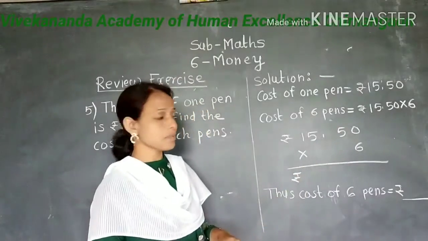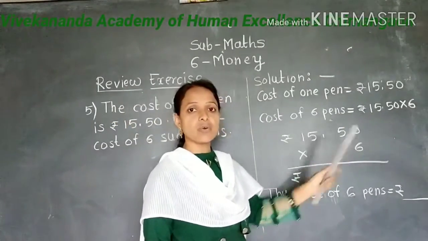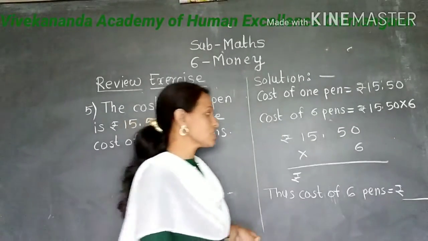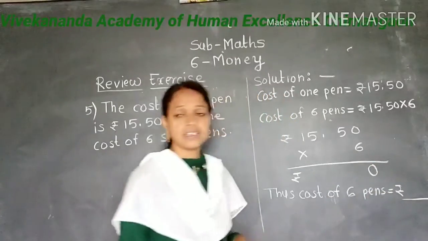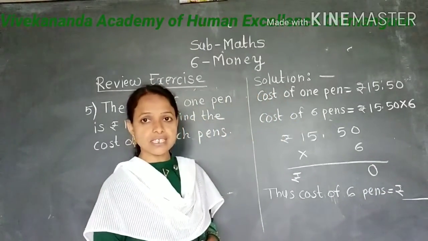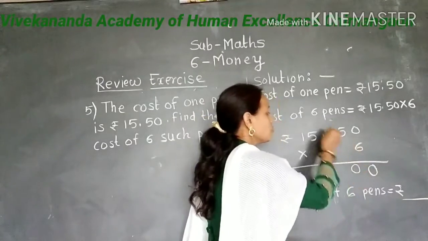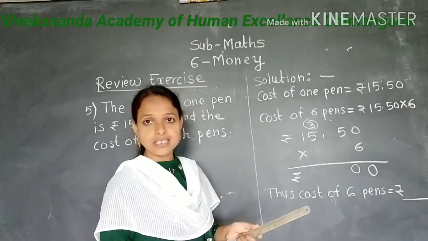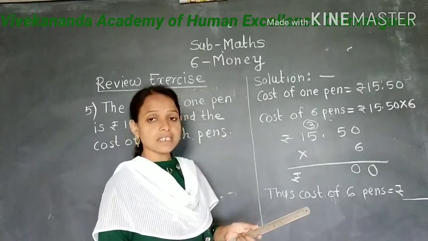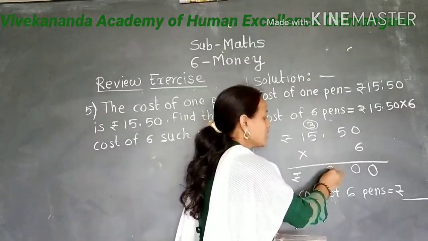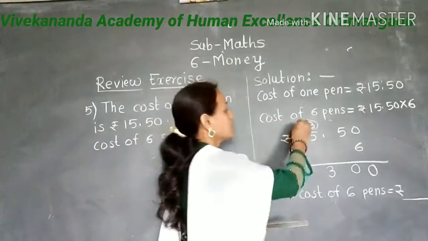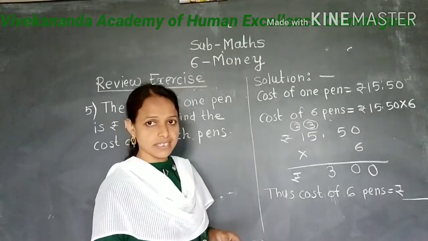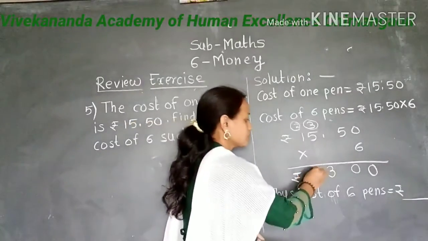So let's see the multiplication. First we multiply 0 by 6. You learned that when you multiply 0 by any number we get the product 0. Then multiply 5 by 6. 6 fives are 30. So write here 0 and carry over 3. Now multiply 5 by 6. 6 fives are 30. 30 plus 3 carry over, 33. So write here 3 and carry 3. Now multiply 6 by 1. 6 ones are 6, plus 3 carry over, 9.